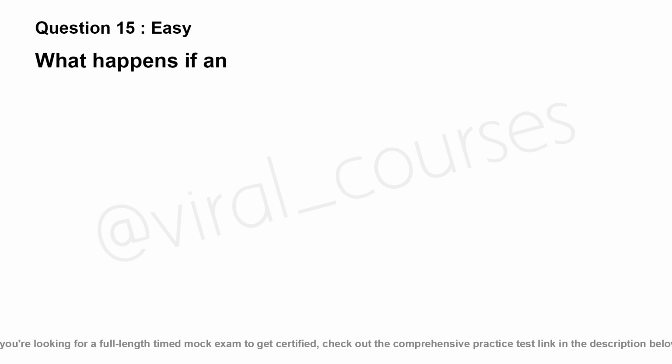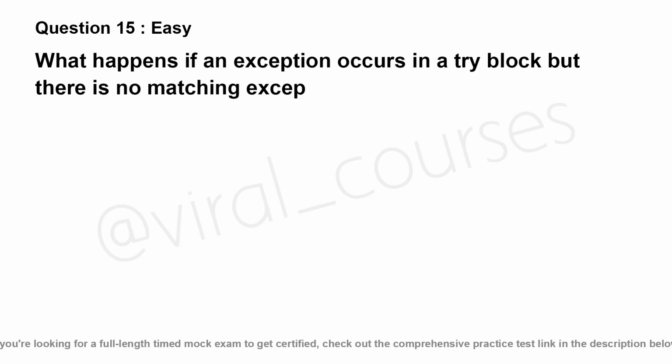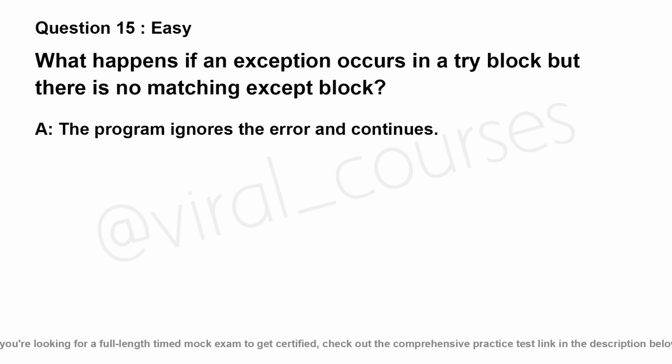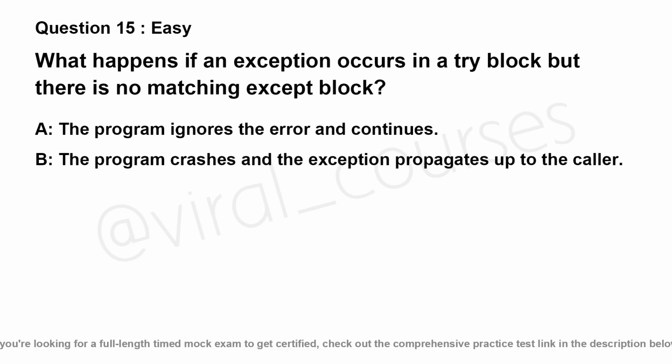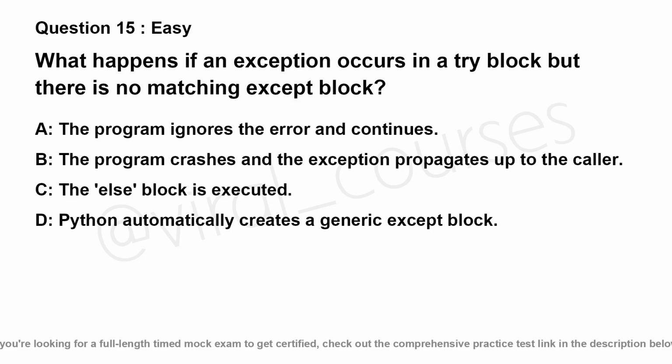What happens if an exception occurs in a try block but there is no matching except block? Option A. The program ignores the error and continues. Option B. The program crashes and the exception propagates up to the caller. Option C. The else block is executed. Option D. Python automatically creates a generic except block.